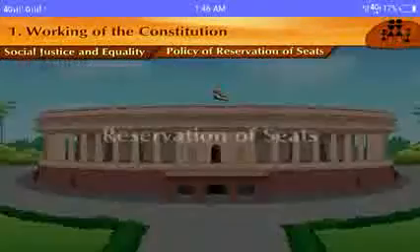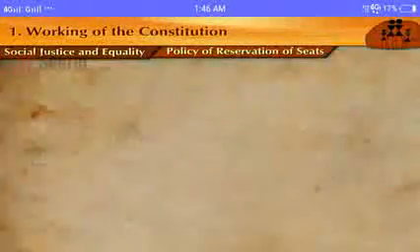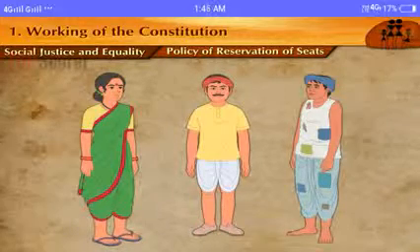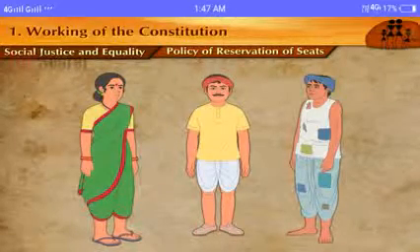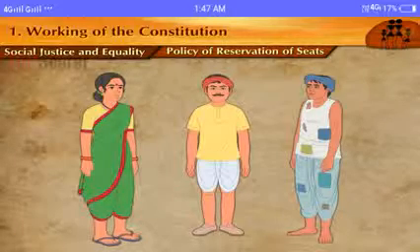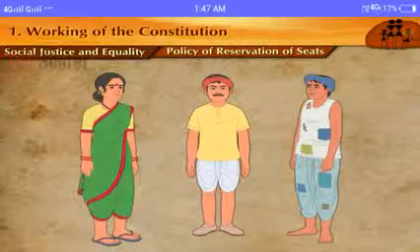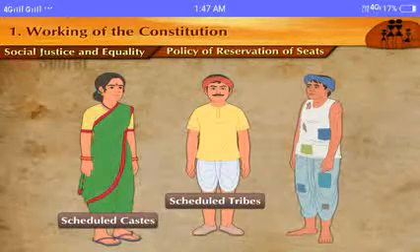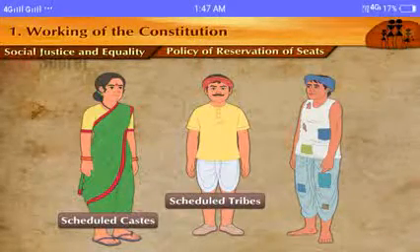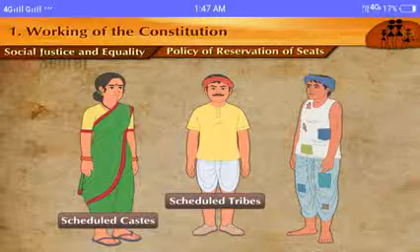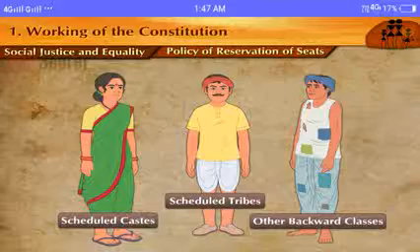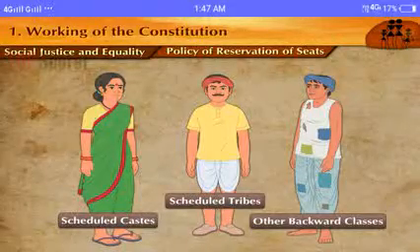The policy of reservation of seats was meant for those sections of society who had been deprived opportunities for education and employment for a very long period. In that regard, some seats were kept reserved for the scheduled castes and scheduled tribes in educational institutions and government services. There is also a provision of reservation of seats for the other backward classes, that is, OBCs.